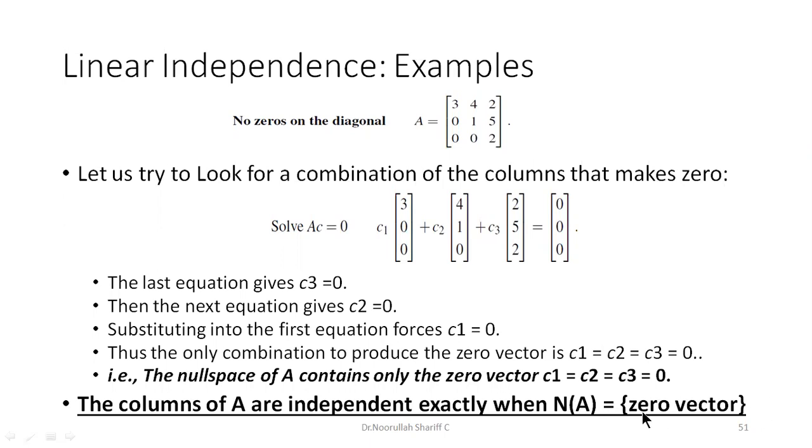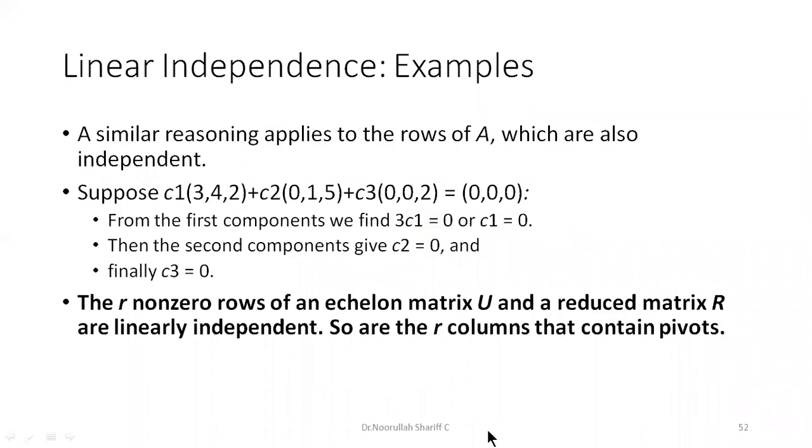So what does it mean? If we find that the null space is a 0 vector, then all the columns of the matrix A are linearly independent. Okay. If we find that the null space contains only a 0 vector, then the columns of A are linearly independent. Similarly, we can apply the same reasoning for rows of A, which are also independent.